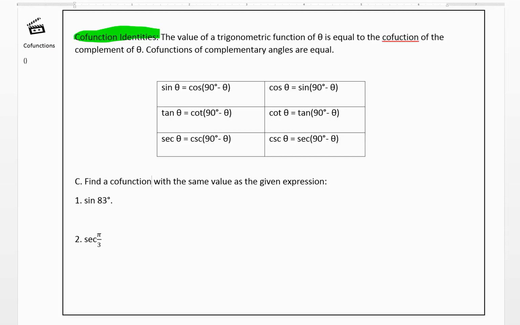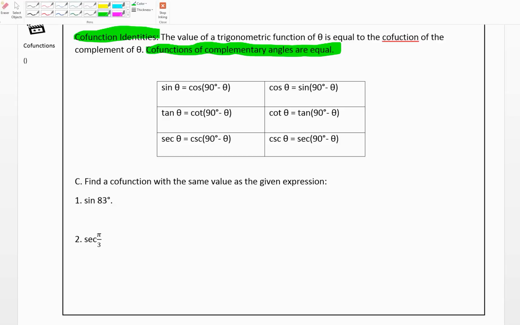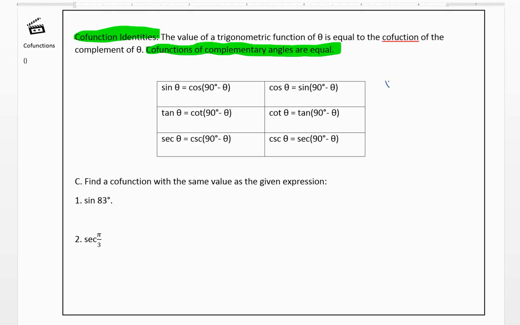So what this means is that cofunctions of complementary angles are equal. Remember, two angles are complementary if they make a right angle, if they add up to either 90 degrees or, in radians, this would be pi over 2.